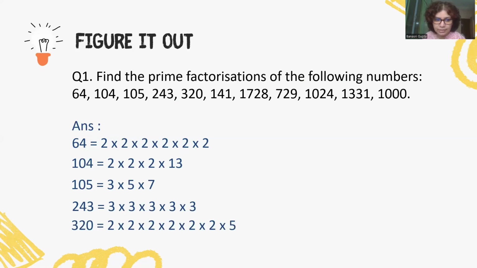320 is 32 into 10. So 32 is 5 times 2, so 5 times 2 into 2 into 5. That is 10. 141 is 3 into 47. 47 is a prime number. So we cannot break it further.